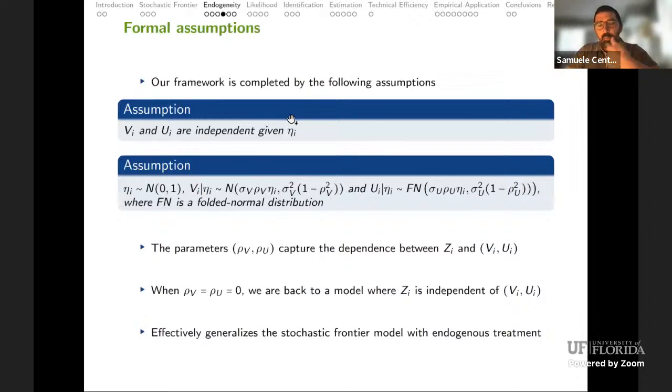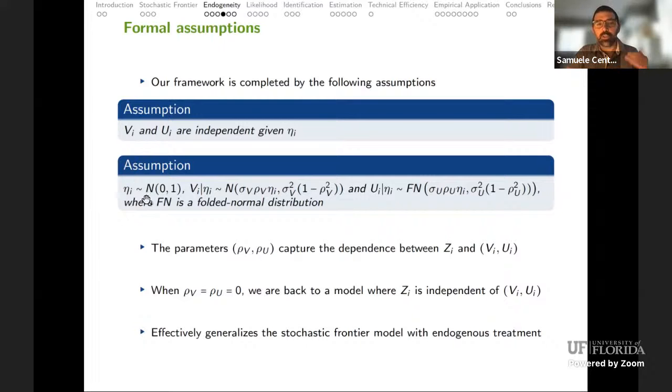So we are going to complete it with the following assumptions that are basically a generalization of what is done in the literature. Remember what I've told you before: in a standard framework, I would assume that v and u are independent. Here, I'm going to assume that v and u are independent given eta. So once I control for eta, every dependence between the two stochastic components in the model would disappear. And then these three assumptions are the ones that allow me to write down a maximum likelihood estimator.